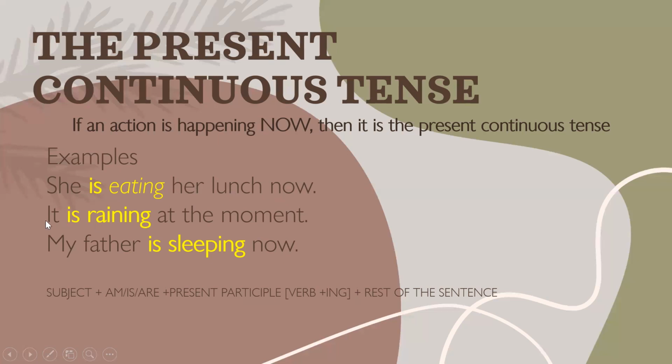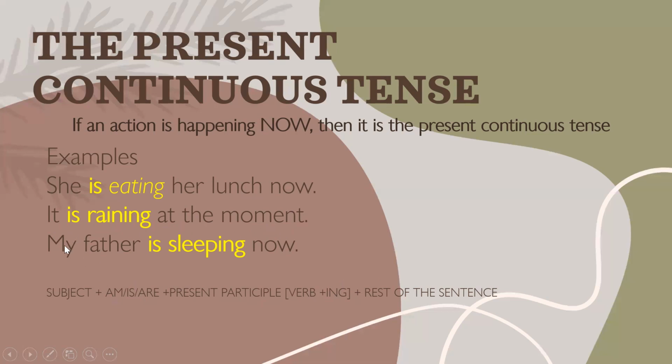Look at the next one. It is raining at the moment. So you have the subject, which is it. Then look down here. Choose am, is, or are. So is, which matches the subject, has to be there. After that, you add present participle verb plus ing. So rain, ing. And then the rest of the sentence, so at the moment.